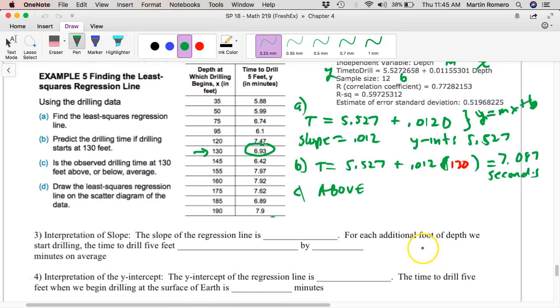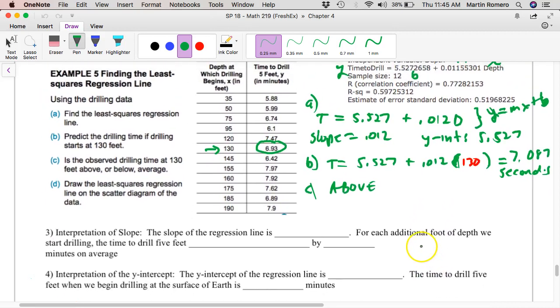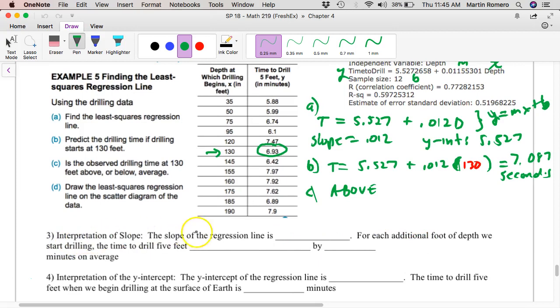The last thing in this case is we need to interpret what these mean. What does the slope of the regression line mean? What does this number mean, 0.012, and 5.527? Think about that real quick. So you thought about the interpretation of slope and y-intercept. I'm going to show you the PowerPoint so you can get that information down to finish here, and that's what you would write in there.